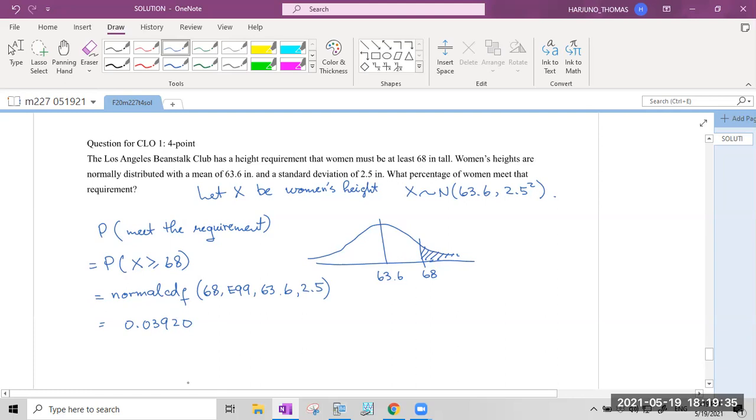Why do we have 4 points? The 4 points actually consist of, first, the probability notation, at least this one. Then the density curve, then the way to compute it, either using the calculator or the conventional method, and then of course the final answer. Those are the breakdown of those 4 points.